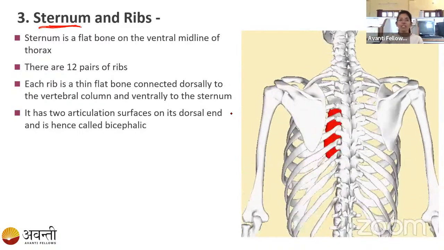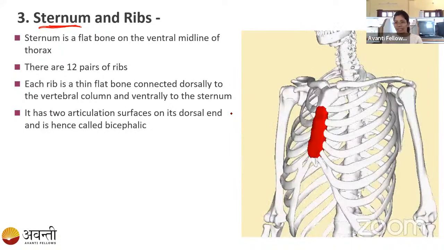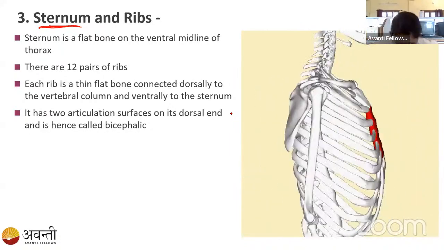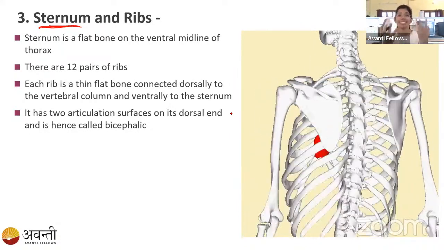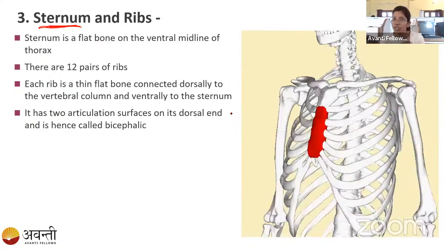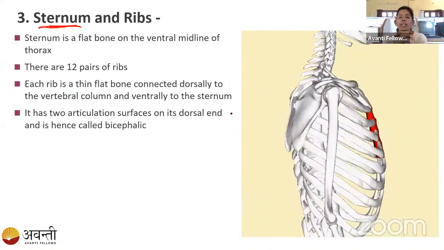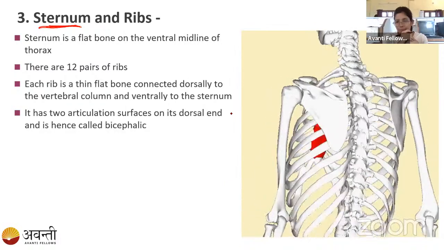So the chest bone is present towards the ventral side. Okay, so this is about the chest bone or the sternum. Chest bone or sternum. Okay. Now let us talk about the ribs.